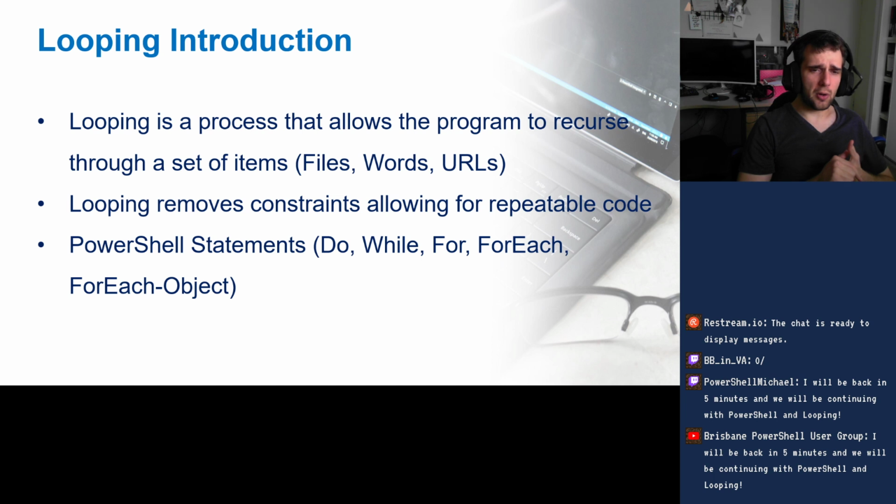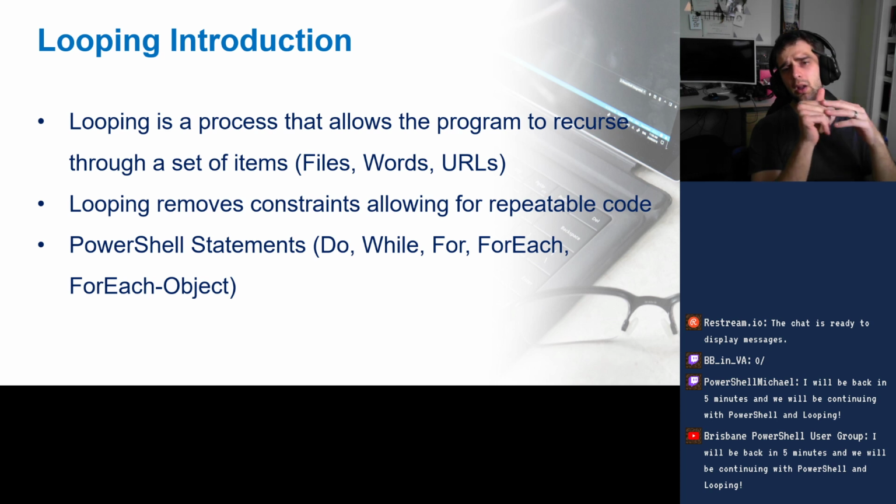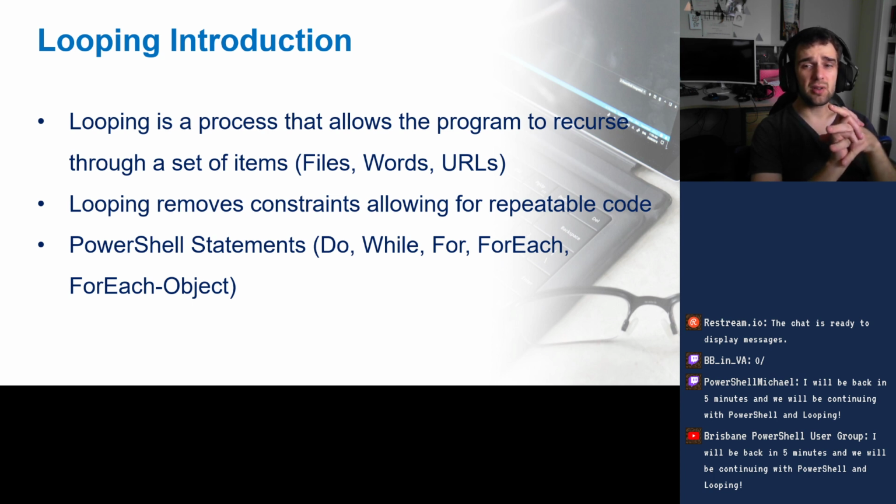Essentially, looping is a process that allows a program to recursively iterate through a set of items. When I use the word items, I'm really talking about anything. You can loop for various reasons, but usually it's for items. You can also loop for time, so if the time hasn't been met, you could say I want to loop. It can be for files, words, URLs, time, literally anything that you want the code to repeat until a condition is met.